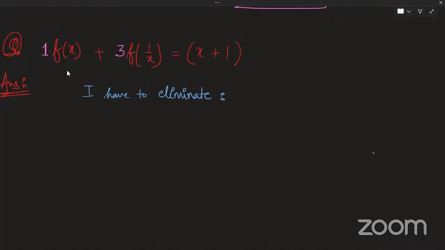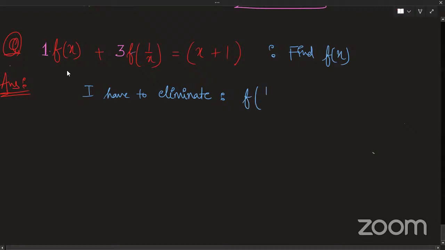Tell me which term of these three do I want to eliminate in order to get f of x? 3f of 1 by x. Correct. In other words, I want to eliminate f of 1 by x, right? So think, how can I do it? What will I need to replace my x with so that I get 1 by x in the equation? x.